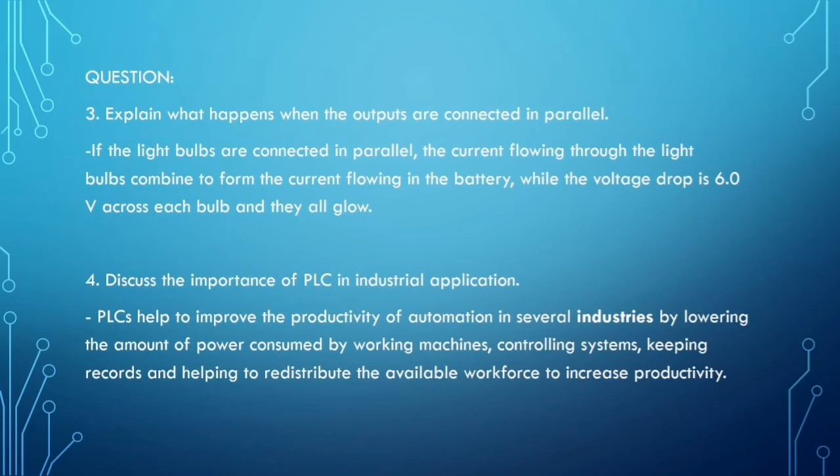For question number 3, explain what happens when outputs are connected in parallel. If the light bulbs are connected in parallel, the currents flowing through the light bulbs combine to form the current flowing in the battery, while the voltage drop is 6.0 volts across each bulb and they all glow.